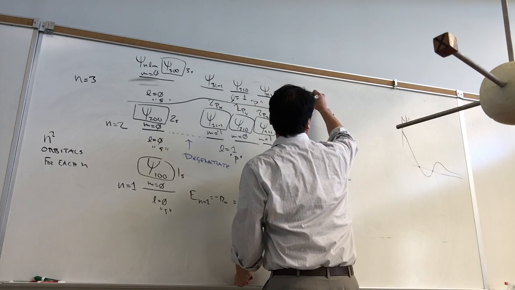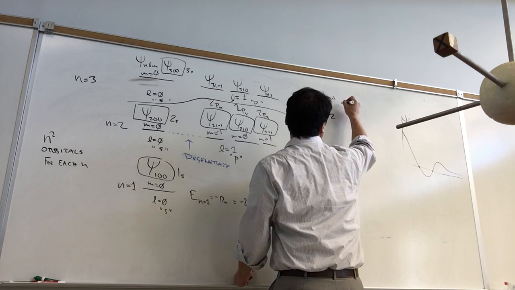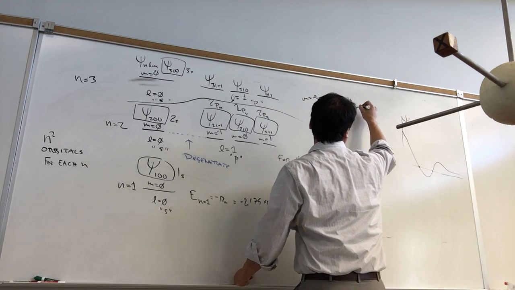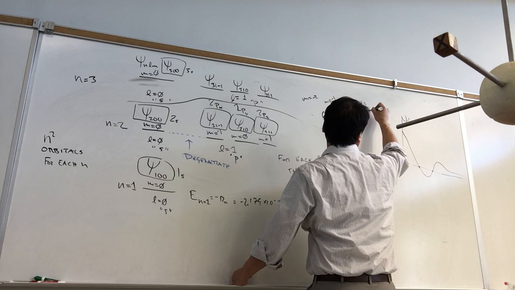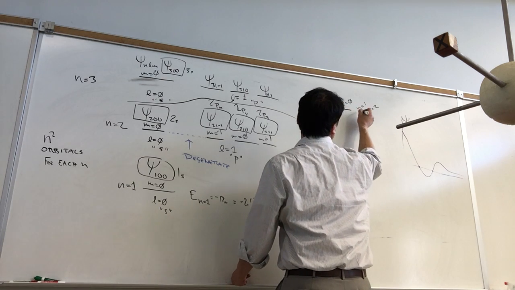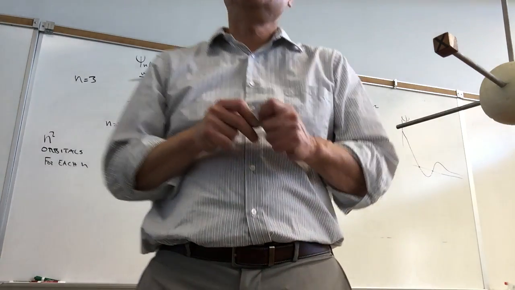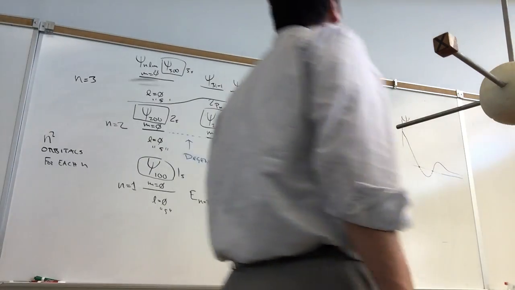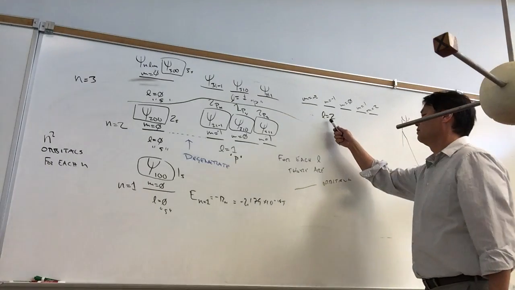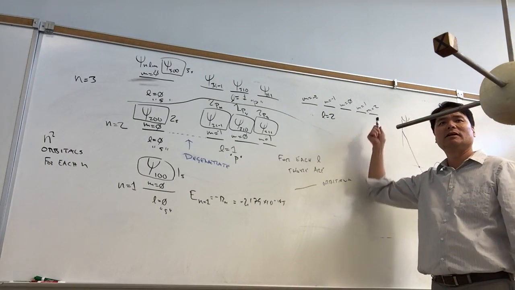If L equals 2, then our m values are minus 2, minus 1, 0, 1, and 2. And so we get a total of 1, 2, 3, 4, 5 orbitals. That's the easy way to do it. If you want to figure out how many orbitals there are for a given L, just count them. 1, 2, 3, 4, 5, right?